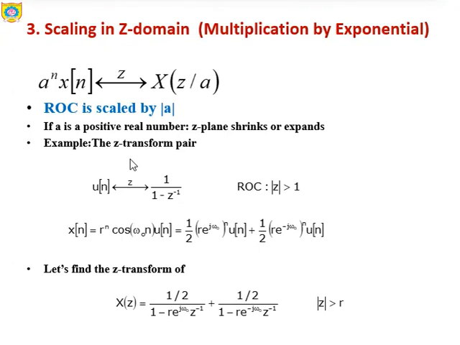So let's see what exactly the ROC for this one is. The ROC is quite simple. It is nothing but mod z greater than r. That is what we have seen in earlier cases also, to determine the ROC of the given sequence. Let's see the next properties in the next lectures.